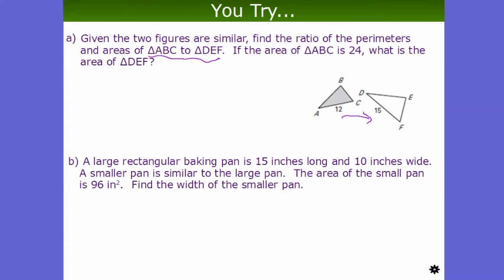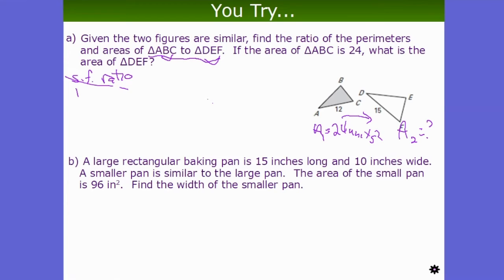I know the area of ABC. It's 24, whatever units these are. And we want the area of the other one. So I'll call that one A1, and I want the area of the second one. So let's see if we can do this. I can get a scale factor ratio here because I have two corresponding sides. AC does correspond to DF, and I have both those values.